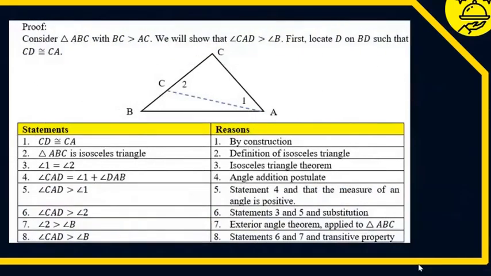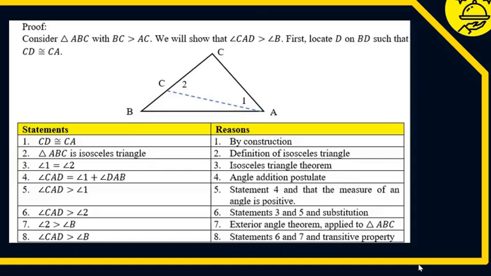Here let us prove that the larger side has the larger opposite angle. Let us consider a triangle ABC with segment BC greater than AC. We will show that angle ACB is greater than angle B. First, let's locate D on BC such that CD is congruent to CA. So here is the proof. We have segment CD congruent to CA by construction. Triangle ACD is an isosceles triangle by the definition of isosceles triangle. Then angle 1 is congruent to angle 2 by the isosceles triangle theorem.